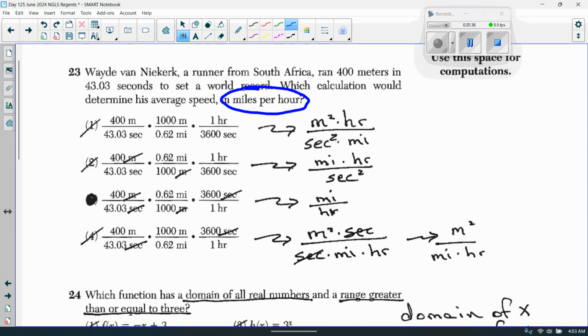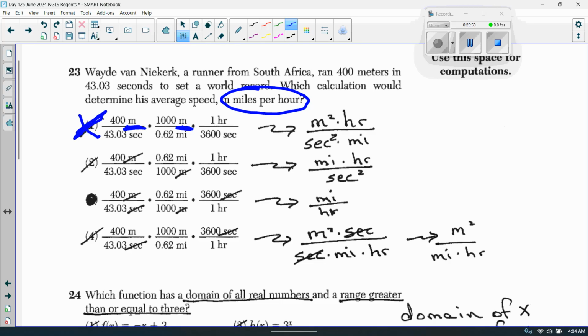So remember how this game works. If you see it on top and you see it on the bottom, you can cross it off. Well, I already know it can't be number 1 because it says meters on top and it says meters on top too. They both can't be on top. One has to be on top, one has to be on the bottom. So since they're both on top, that cannot be your answer.